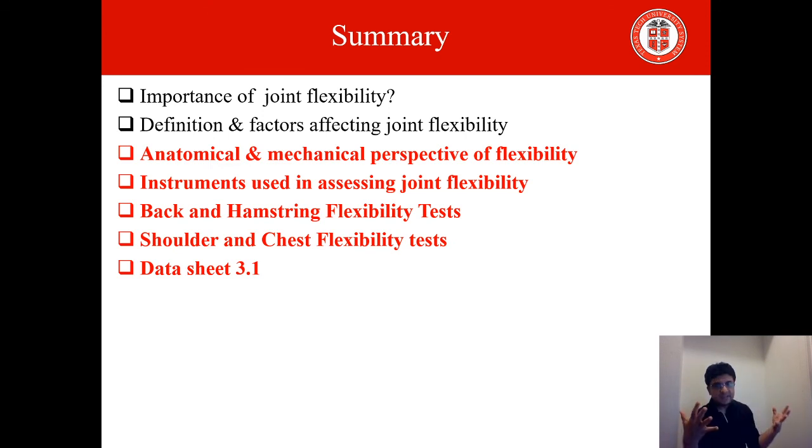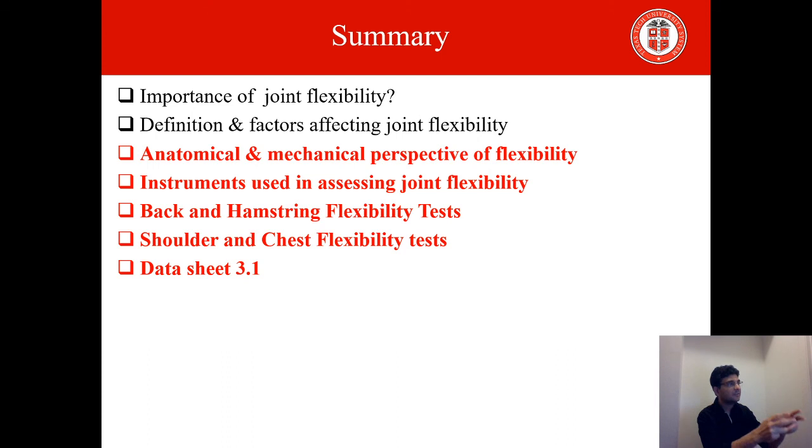So, summarizing everything we have learned so far, we started by discussing the importance of joint flexibility. We talked about the basic definition of flexibility and some of the factors which affect flexibility. We talked about the three planes: the sagittal, the coronal, and the transverse plane. Then we discussed the properties, which include plasticity, elasticity, and viscoelasticity. As far as the instruments are concerned, we talked about the goniometer and the inclinometer and which kinds of movements are measured using which particular instrument.